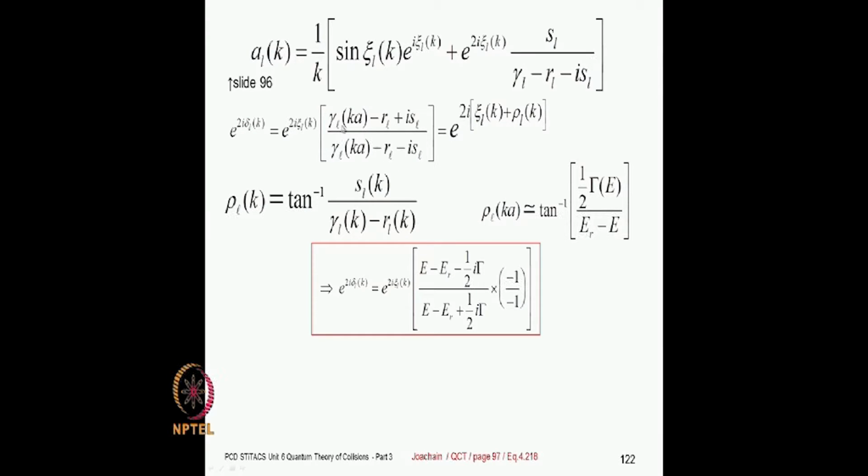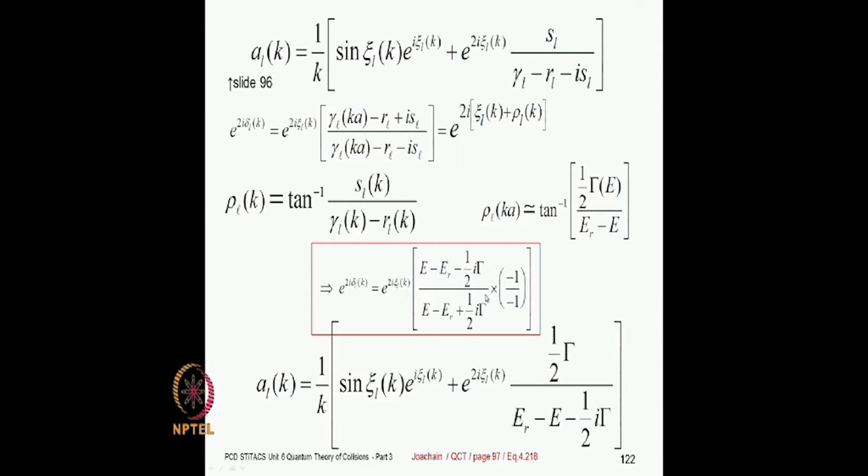So instead of these quantities, you get the corresponding quantities from here instead of r and s. So now you get E minus ER minus half i gamma. It looks as if the sign were reversed, but that is only because both the numerator and denominator have been multiplied by -1, but otherwise it is essentially the same factor. So now you can write this partial wave amplitude, instead of in terms of S and R and gamma, in terms of this gamma.